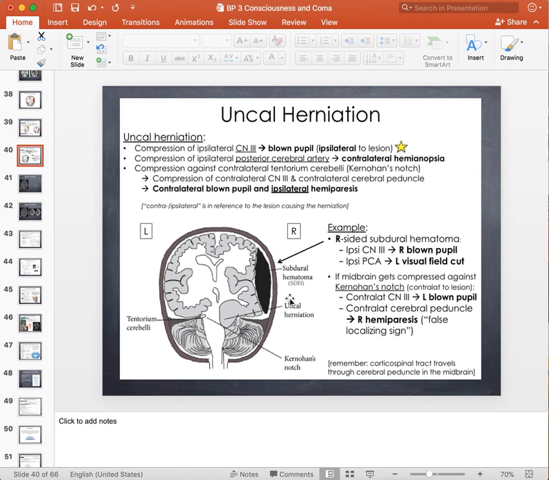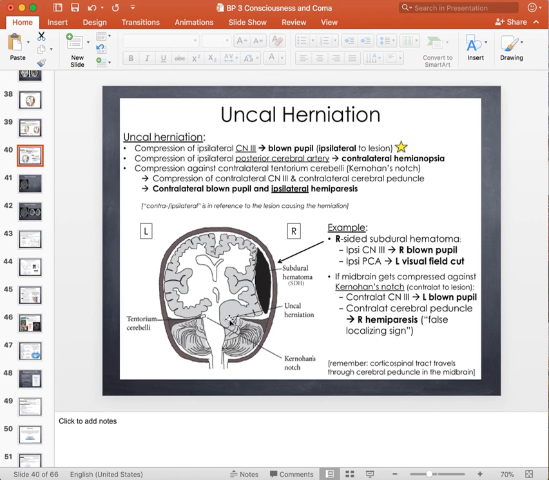Right. So if we use the example of a hematoma on the right side of the brain, you first get uncal herniation on the ipsilateral side, the side of the lesion, resulting in a contralateral blown pupil.